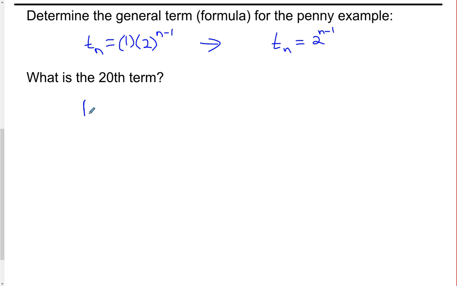So on the 20th day, that's going to be T20. You're making 2 to the 20 minus 1 pennies. So 20 minus 1 is 19, so that's 2 to the 19. I'd like you to put this into your calculator right now and have a look. See what you get. What's 2 to the power 19?